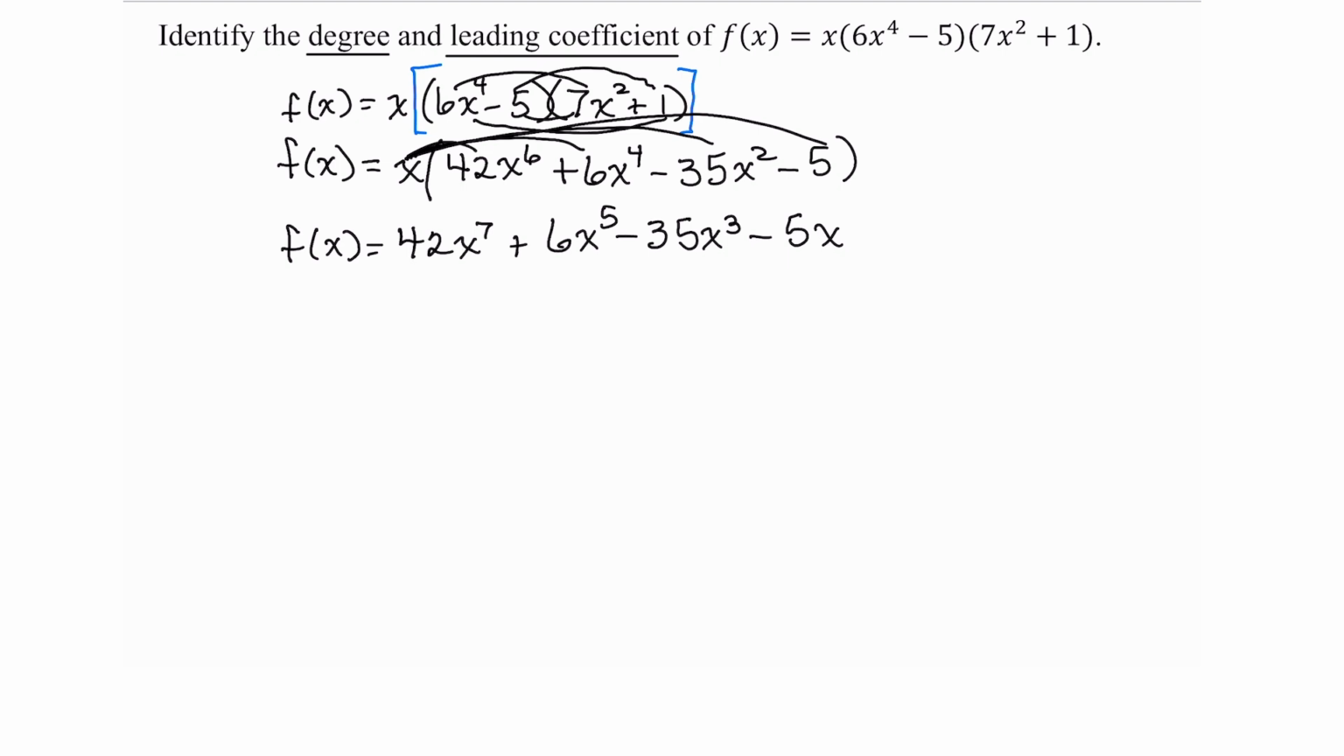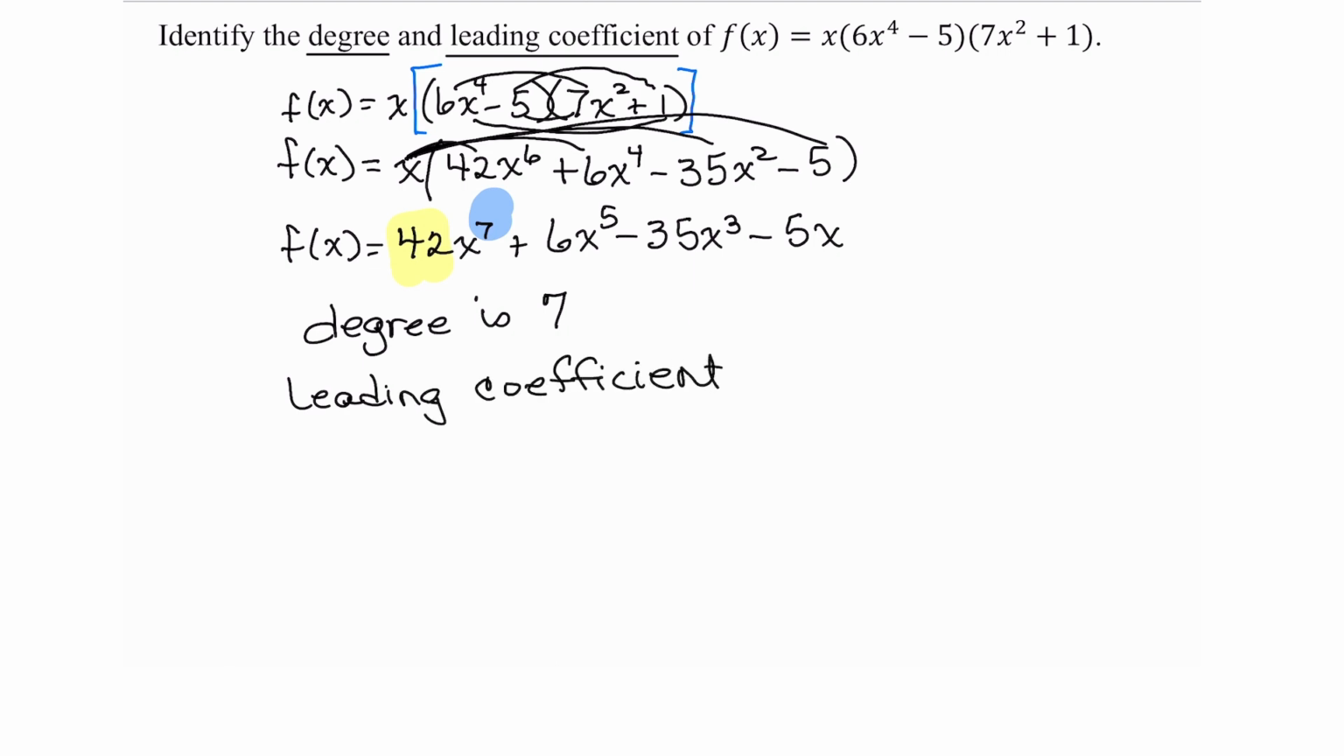You look at the exponents and make sure that they get smaller as you look from left to right. The degree is the same degree as the highest degree term. So you look at that exponent and the degree is 7. And then the leading coefficient is the coefficient in front of the highest degree term. So my leading coefficient is 42. And that's how you find the degree and leading coefficient of a polynomial function.